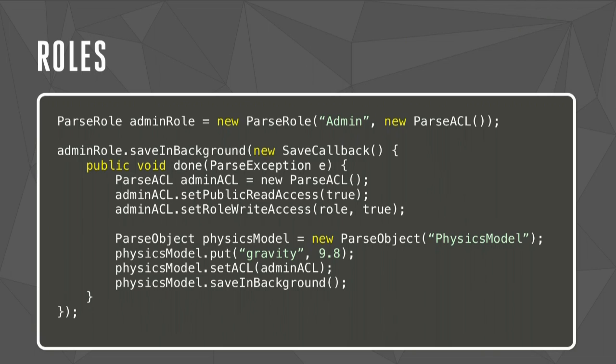And then at the bottom, we've set up an object, which in this case is a physics model, say for your game, where you have a constant for gravity. Any client should be able to read the gravity constant, but only admin should be able to change the value of gravity.